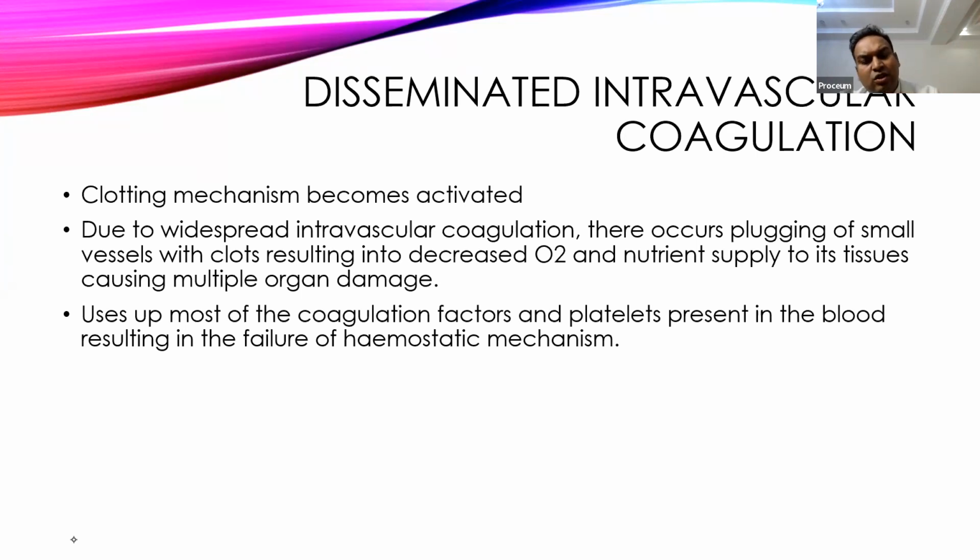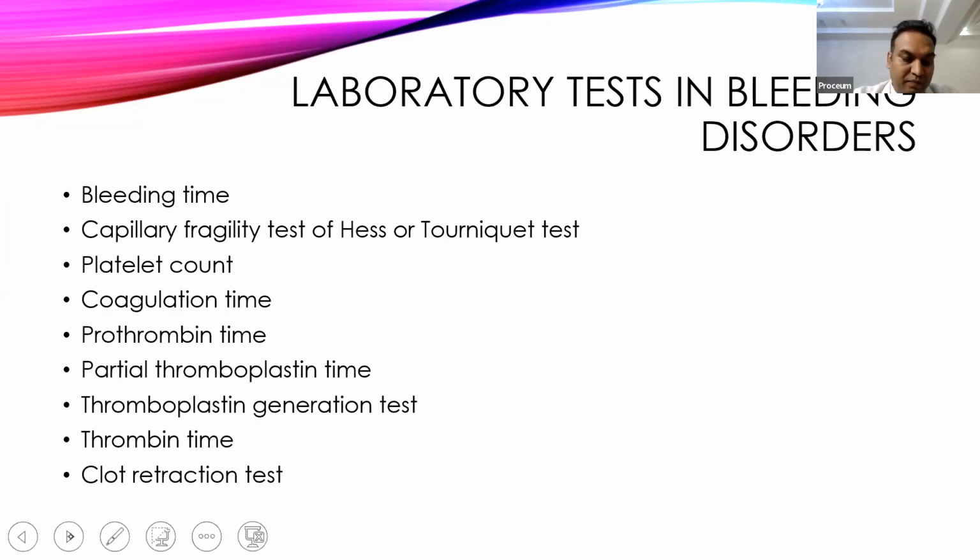Apart from this, as they consume all the clotting factors and platelets present in the blood, there is no more clotting factor and no more platelets. Now whatever injuries occur to the blood vessels, it will start bleeding. So on one side there is increased coagulation, on the other side decreased coagulation. It will affect multiple organs, cause multiple infarcts and organ failure, and at the same time increase bleeding in the body.